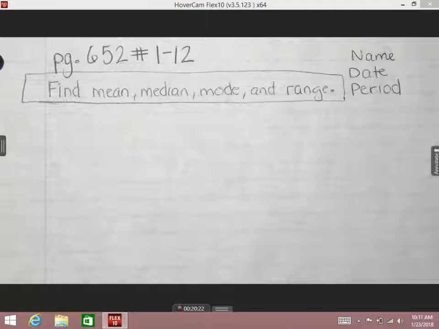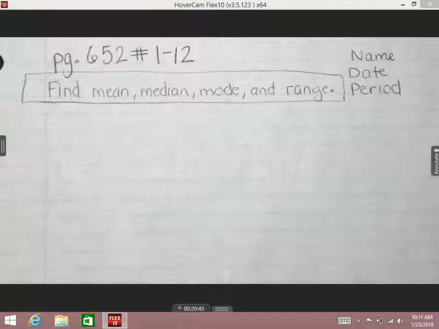Technically, you could put mode first, but in the directions, it's always going to say mean, median, mode, and range. So when we're checking our homework, I'm going to have it set up the mean, then the median, then the mode, and then the range. So to make it easier on you checking, I would keep it in that order. To make it easier on me when I check your tests and things, I would appreciate you keeping it in that order. All right?